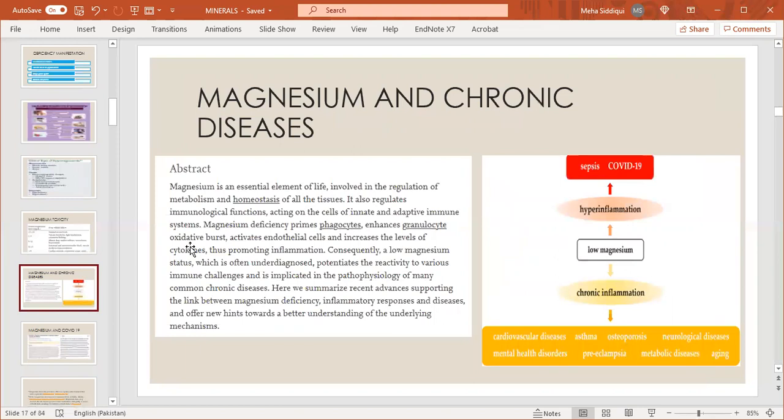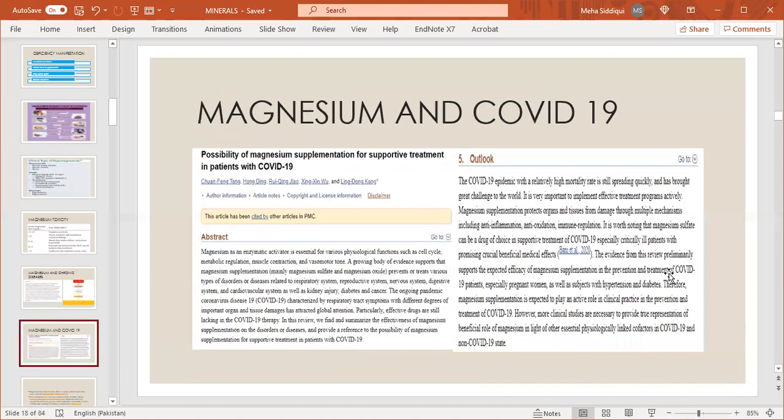Now, there was a paper published in which it was summarized that recent advances support the link between magnesium deficiency, inflammatory responses, and diseases. According to it, low magnesium leads to chronic inflammation, leading to cardiovascular diseases, asthma, osteoporosis, neurologic diseases, mental health disorders, preeclampsia, metabolic diseases, and aging. Low magnesium also leads to hyperinflammation, playing a role in sepsis and COVID-19.